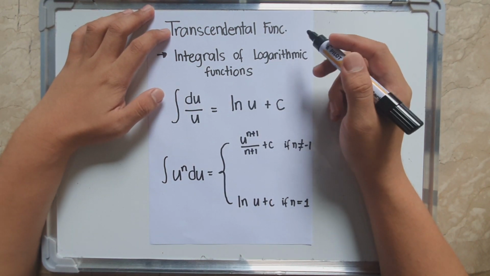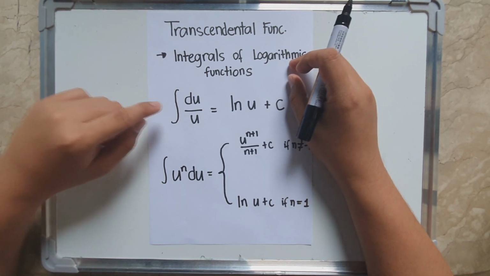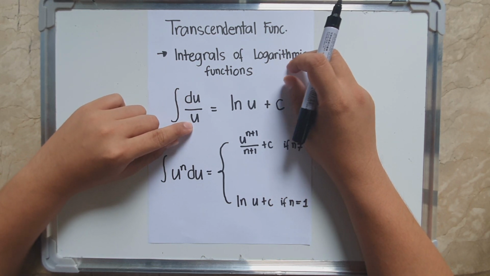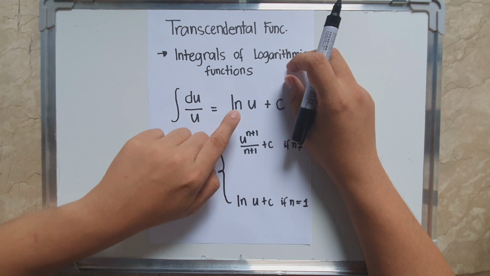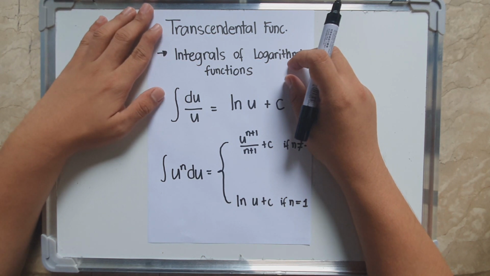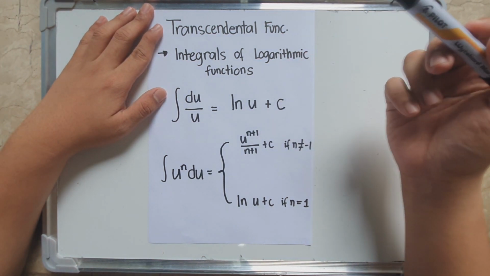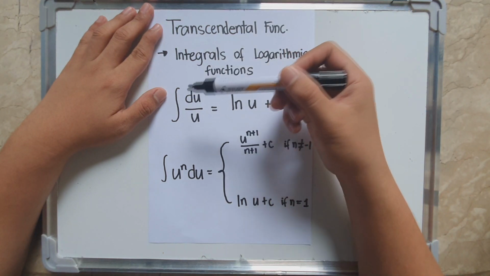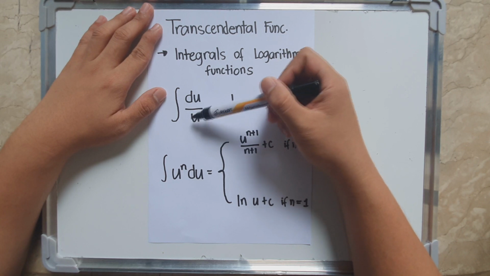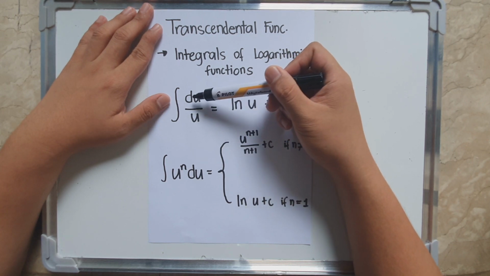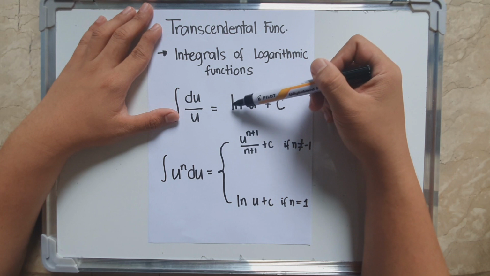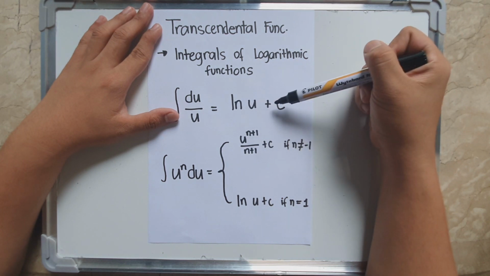Now, for the formula, if we have the integral of du over u, then that is automatically equivalent to the ln of u plus c. Okay? So basically, if we see a fraction and we are deriving the denominator, and the numerator is the direct derivative of the denominator, then automatically that is equivalent to ln u plus c.